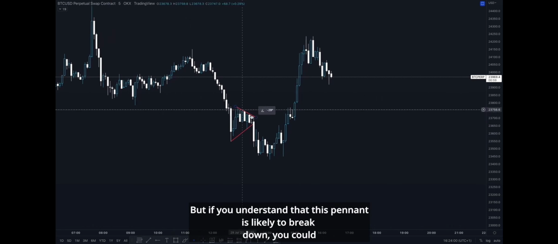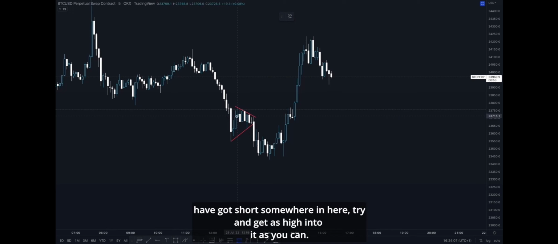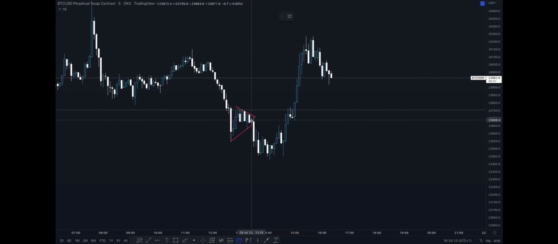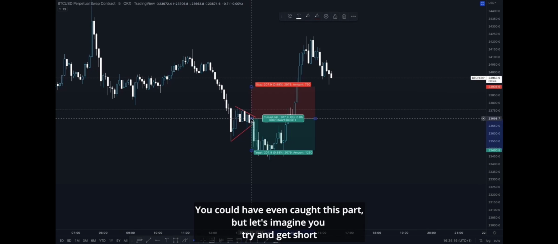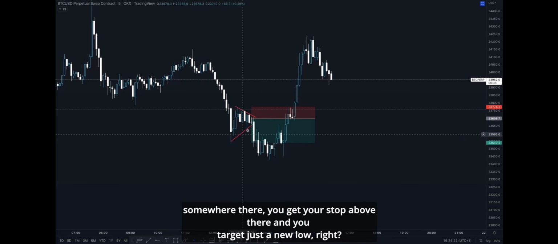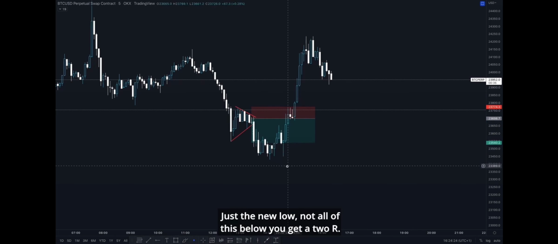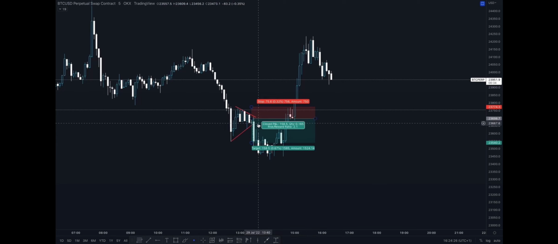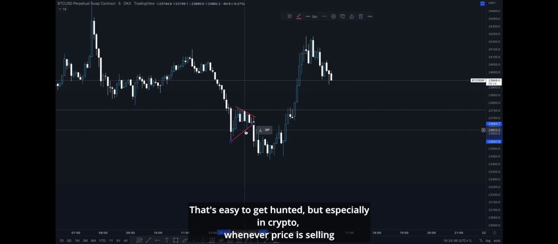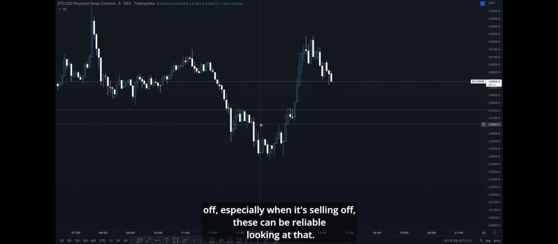But if you understand that this pennant is likely to break down, you could have got short somewhere in here, try and get as high into it as you can, after it's starting to really look like it's under pressure. You could have even caught this part, but let's imagine you try and get short somewhere there. You get your stop above there, and you target just the new low, right? Just the new low, not all of this below. You get a 2R. I'm not saying you should do that every time, because it's a very small move. Look, it's only $75 of a stop. That's easy to get hunted. But especially in crypto, whenever price is selling off, these can be reliable.